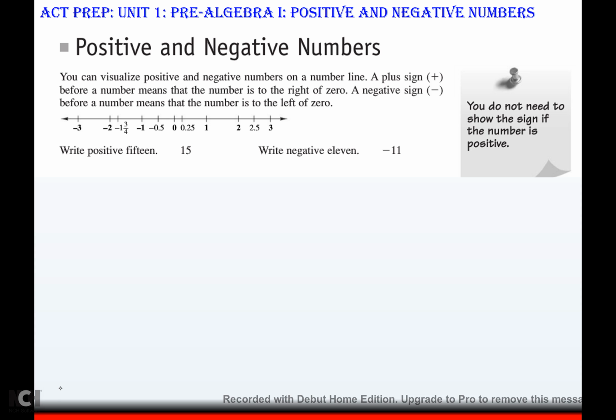A plus sign before a number means that the number is to the right of 0. All of these are to the positive, and on this side is all of the negatives. A negative sign before a number means that the number is to the left of 0. So when you write positive 15, you can put plus 15 or just 15. Everybody understands that if you don't write a sign, the number is assumed to be positive. To write a number as a negative, you've got to put the negative in front of it, obviously.